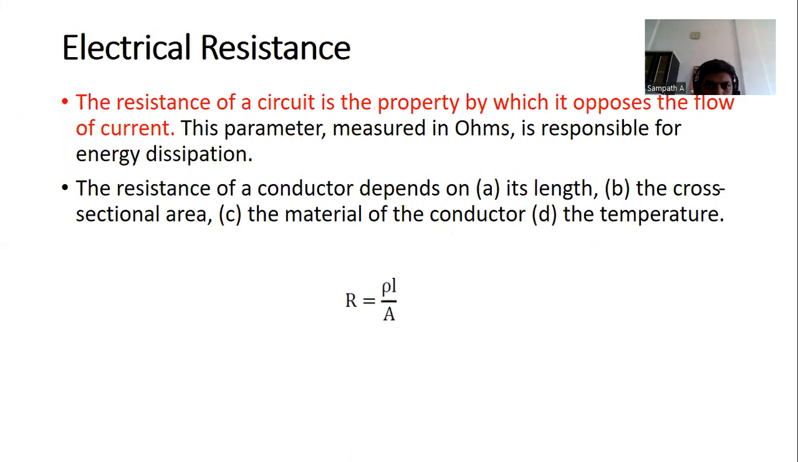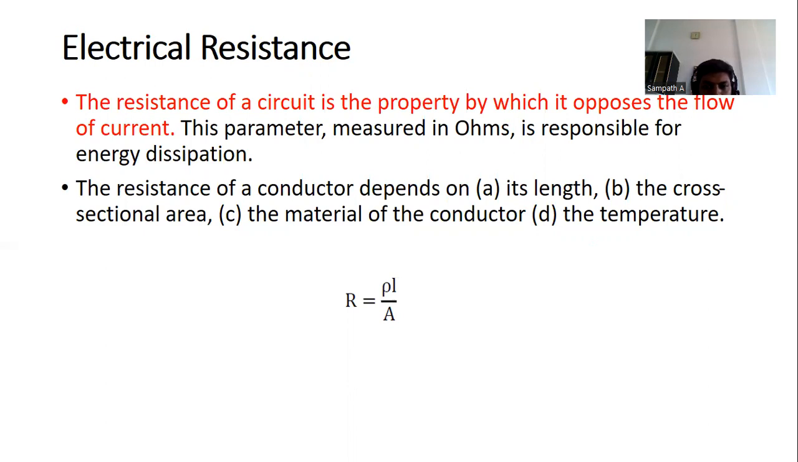The next term is electrical resistance. Resistance means it opposes the current flow in the circuit. When resistance increases, the current flow obviously decreases. The unit of resistance is ohm. The general formula for resistance is rho L by A. Here rho is the resistivity, L is the length of the conductor, and A is the area of the conductor, that means the thickness of the conductor.